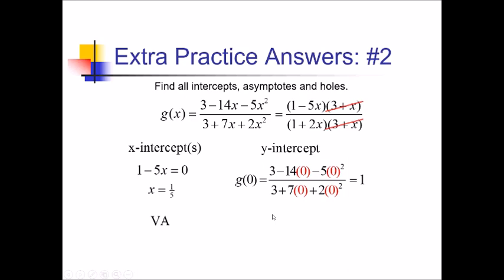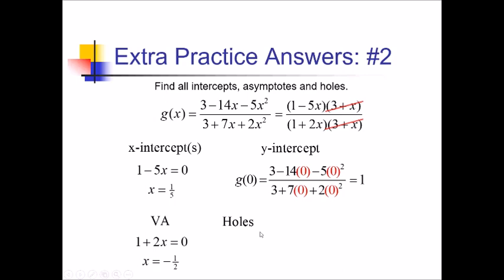Next, let's do the vertical asymptotes. So that's going to be whatever zeroes out the simplified denominator. So this 1 plus 2x, let's see what x equals if that's 0. So if I subtract 1 and divide by 2, that's negative 1/2 for the vertical asymptote.